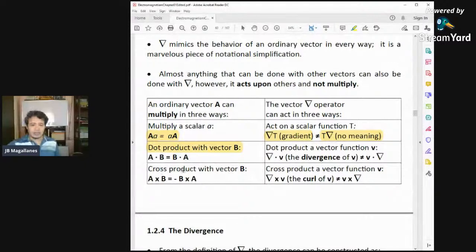For the cross product, this is A cross B. This is equal to negative B cross A. For the cross product with a vector function V, so del cross V, this is the curl of V. Remember, this is how you read this: divergence of V, and this is how you read this: curl of V. This is not equal to V cross del, so you cannot commute them. This has no meaning unless you put a function here.